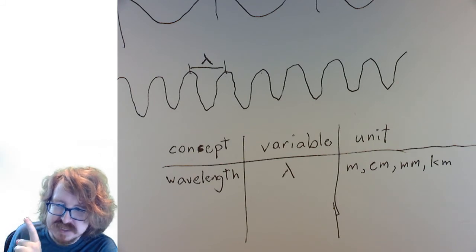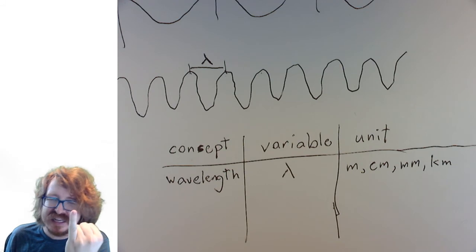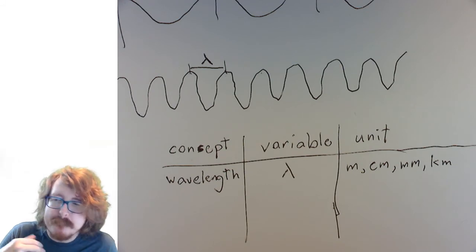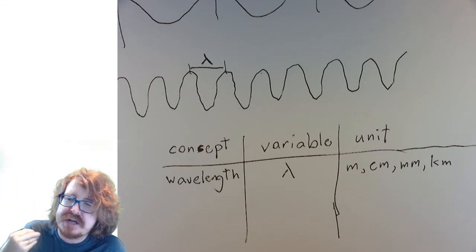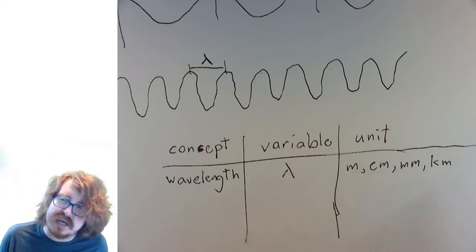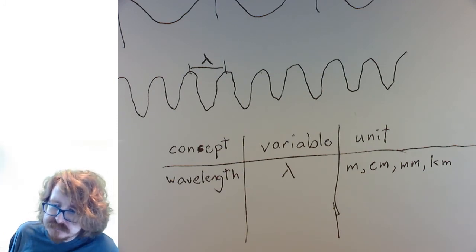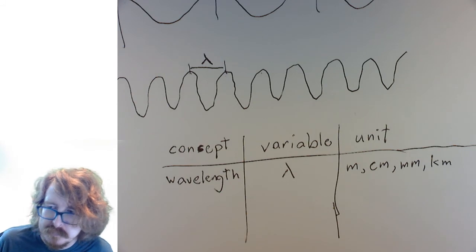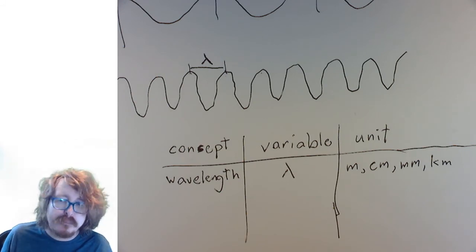Small, right? Centimeters are small. They're about the width of a finger, give or take. Millimeters are even smaller, okay? How about a kilometer, the km? Is that big or small? Big, right? Kilometers are big, okay?